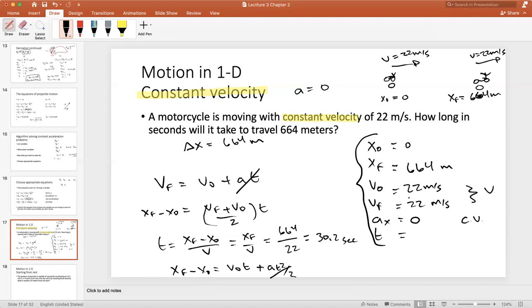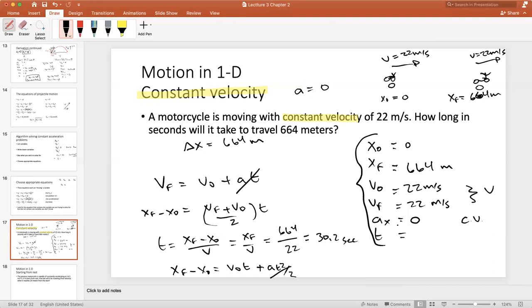So write those 6 things down and then try to fill them in like it's a crossword puzzle or Sudoku or a game that you're playing on your phone. See if you can find X naught. See if you can find X final in the problem statement. This told me that A was 0. It also told me that V final and V initial were 22 meters per second. This told me that I was looking for time, and this told me that X final was 664 meters, okay?